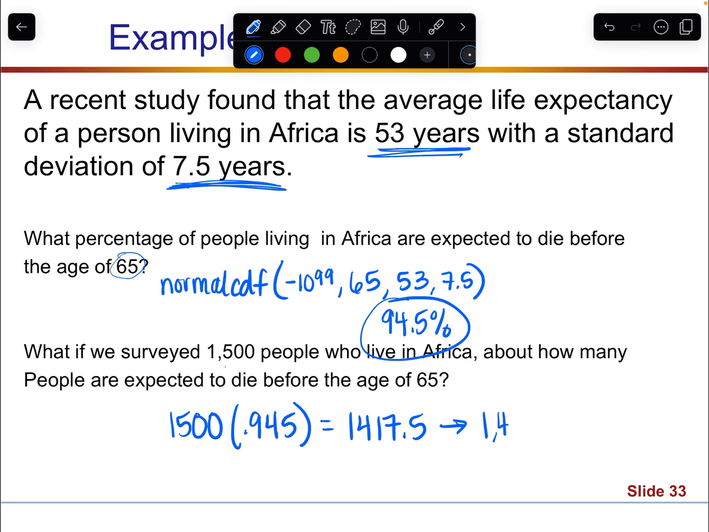So that would be 1,418 people are going to die out of that group that I surveyed before the age of 65, right? Using the data that I'm provided. And maybe more or less in real life, but with the data that I'm given, I can go off that.